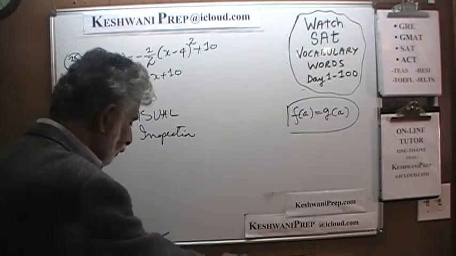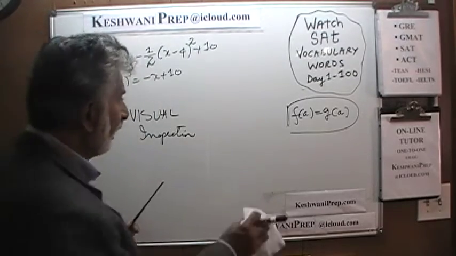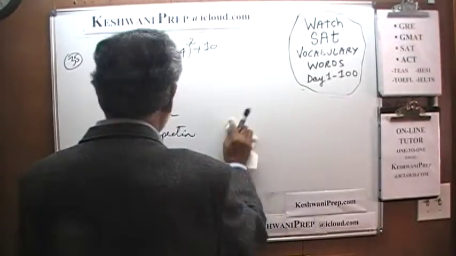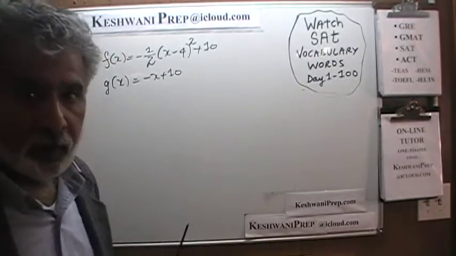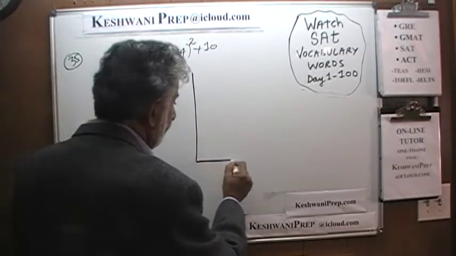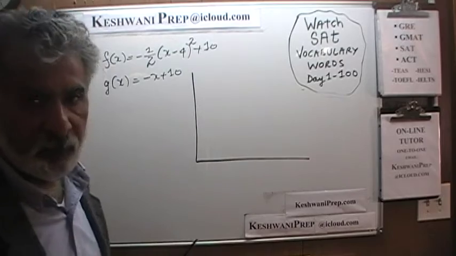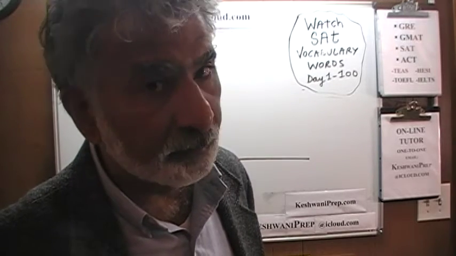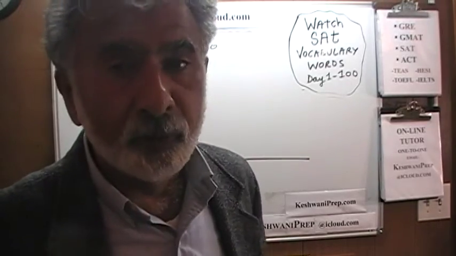So let me first put the two graphs. But if you're going to do that, the very first thing we have to pay attention to is to make sure that the scale used in the two axes, x-axis and y-axis, are the same. And if they're not the same, that's where you have to slow down. That's where you're bound to make a mistake if you're just going to do it by visual inspection.